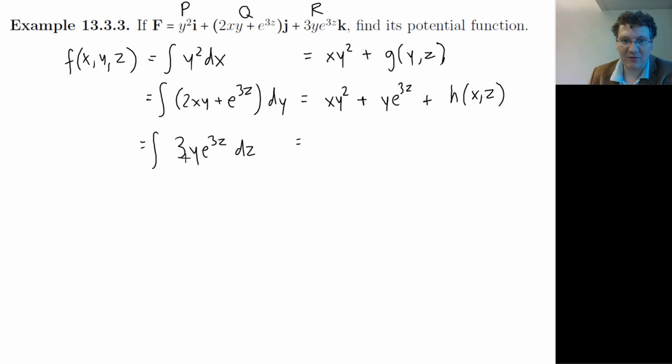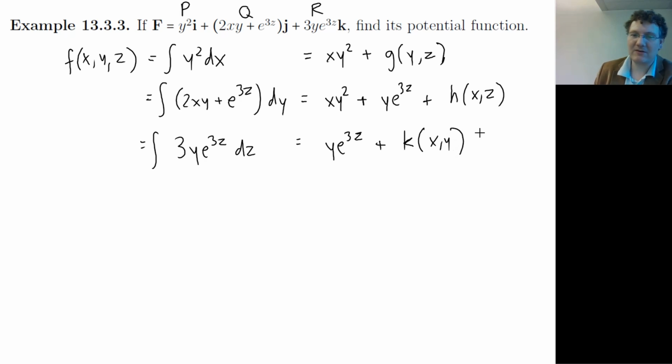Now if we take the derivative of 3y e to the 3z, you can see that's actually going to be y e to the 3z, integrating that with respect to z, plus I'll say some function, call it k of x and y. Any function of x and y would have gone away when we took the derivative. Now, you can see what's common to all of these, right? We've got xy squared and xy squared. Okay, so those are in both of these. So this is a function of x and y. I'm going to say that's xy squared is my k of x y.